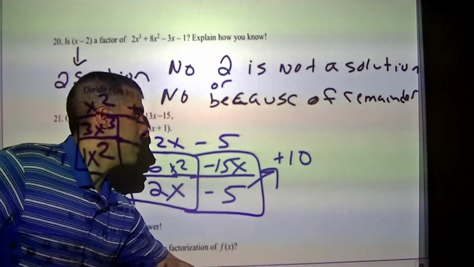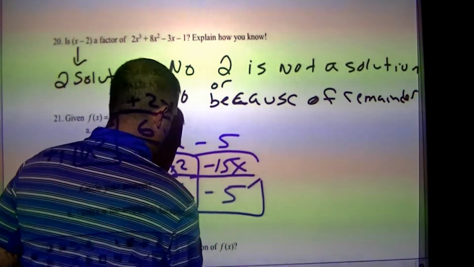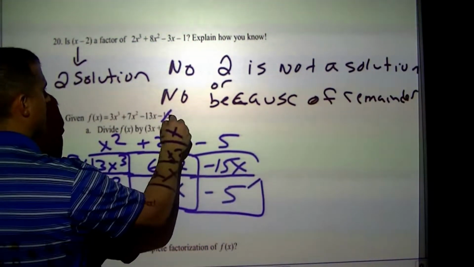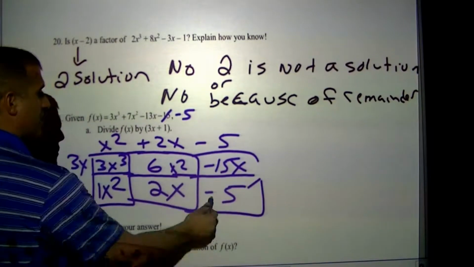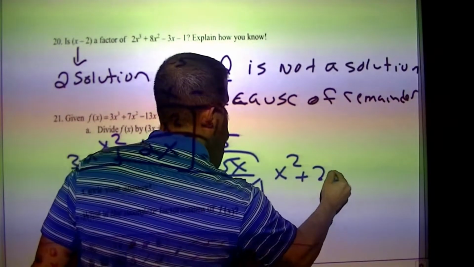Okay, picking up where I left off. We're not going to have a remainder on this. Okay, this problem, you'll get this adjustment in class, is going to be negative 5. So if that's the case, then I am done. My answer would be x squared plus 2x minus 5.